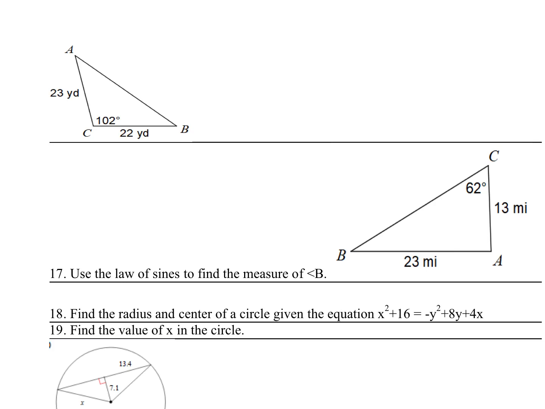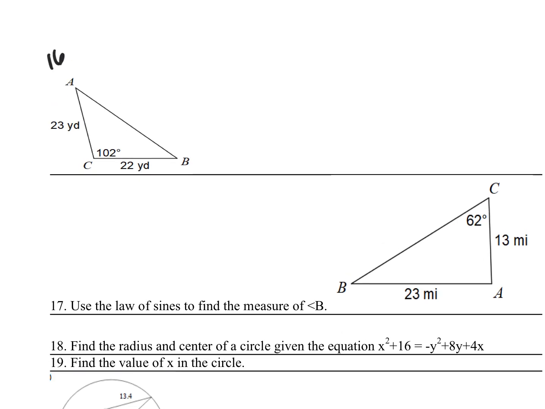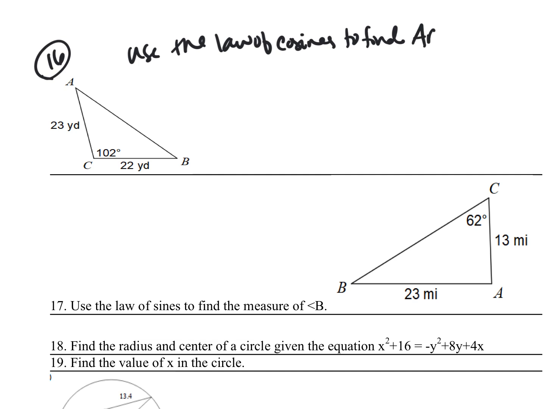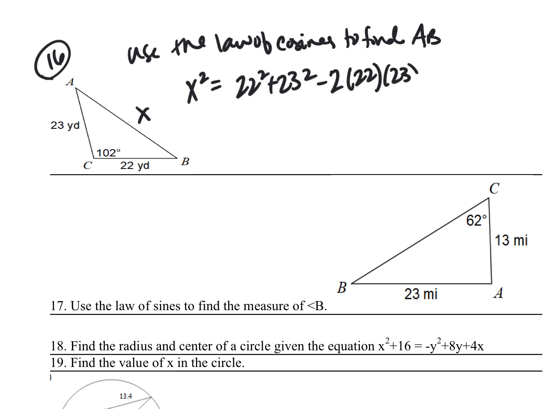Okay, this is problem 16, and it was cut off from the other page. It says use the law of cosines to find AB. So remember, we have to have a match or a pair that we're looking for. So our law of cosines would go x squared equals 22 squared plus 23 squared minus 2 times 22 times 23 times the cosine of 102.